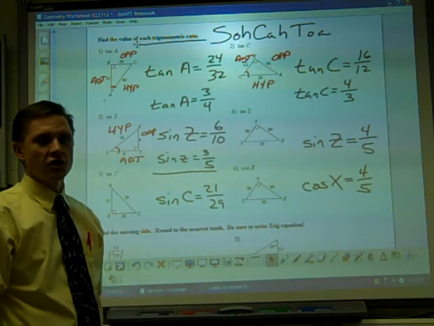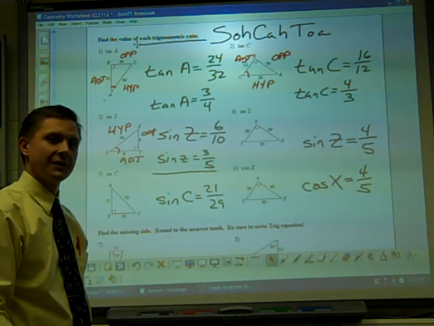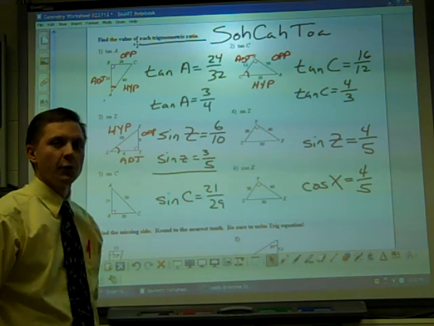These are trigonometric ratios. Once you can do the trigonometric ratios, we can find missing sides and missing angles later. It's a powerful tool we use in the world.